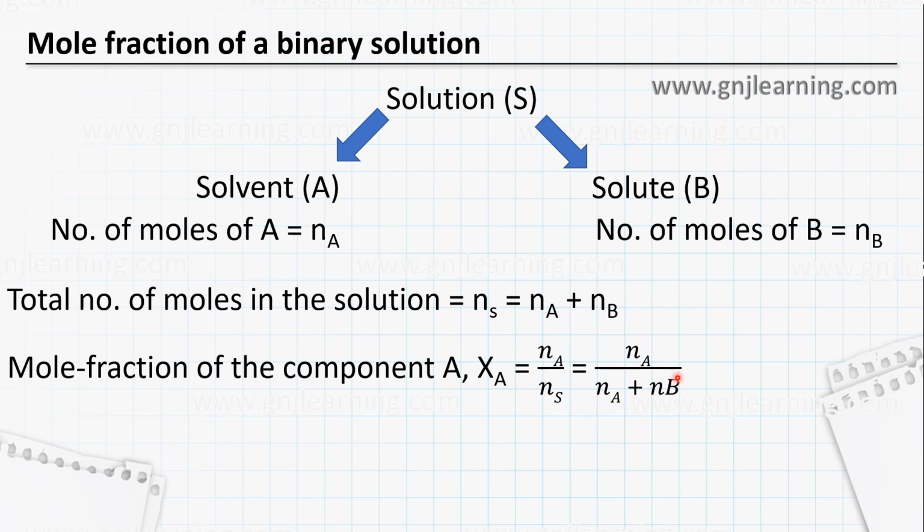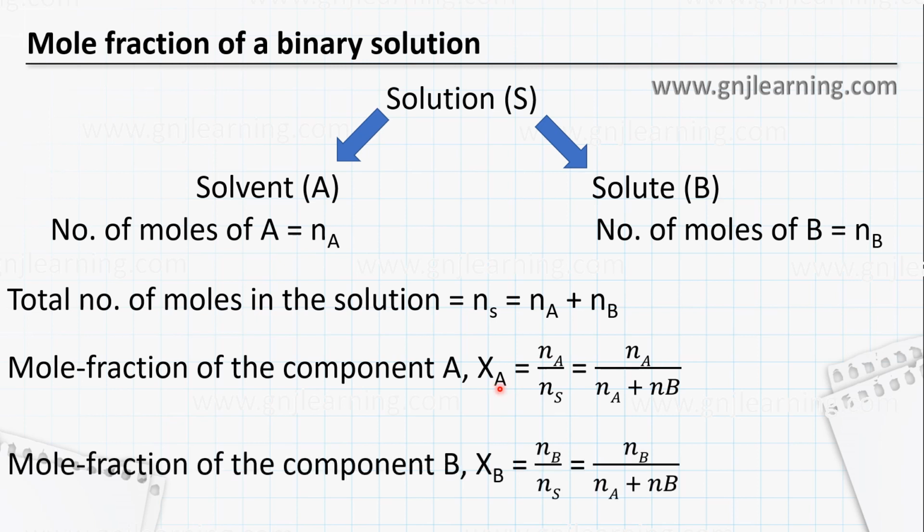So if you know the number of moles of solute and solvent, you can easily find the mole fraction of component A. Similarly, the mole fraction of component B, Xb, is equal to Nb by Ns. Again, Ns can be substituted with Na plus Nb. Clear? This is how to find the mole fraction of any component in a solution.